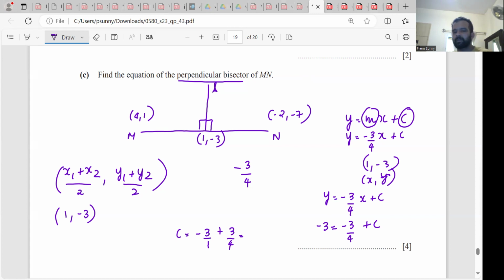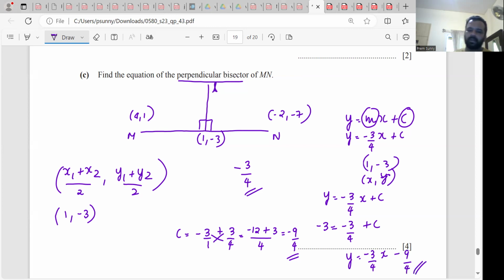Two fractions and in between a positive sign. To get the denominator, multiply both denominators: 1 and 4 gives 4. To get the numerator, cross multiply: minus 3 into 4 is minus 12, plus 3 into 1 is 3. So minus 12 plus 3 is minus 9 by 4. This is my c and this is my m. So the final answer, y equals mx plus c, m is minus 3 by 4, c is minus 9 by 4.